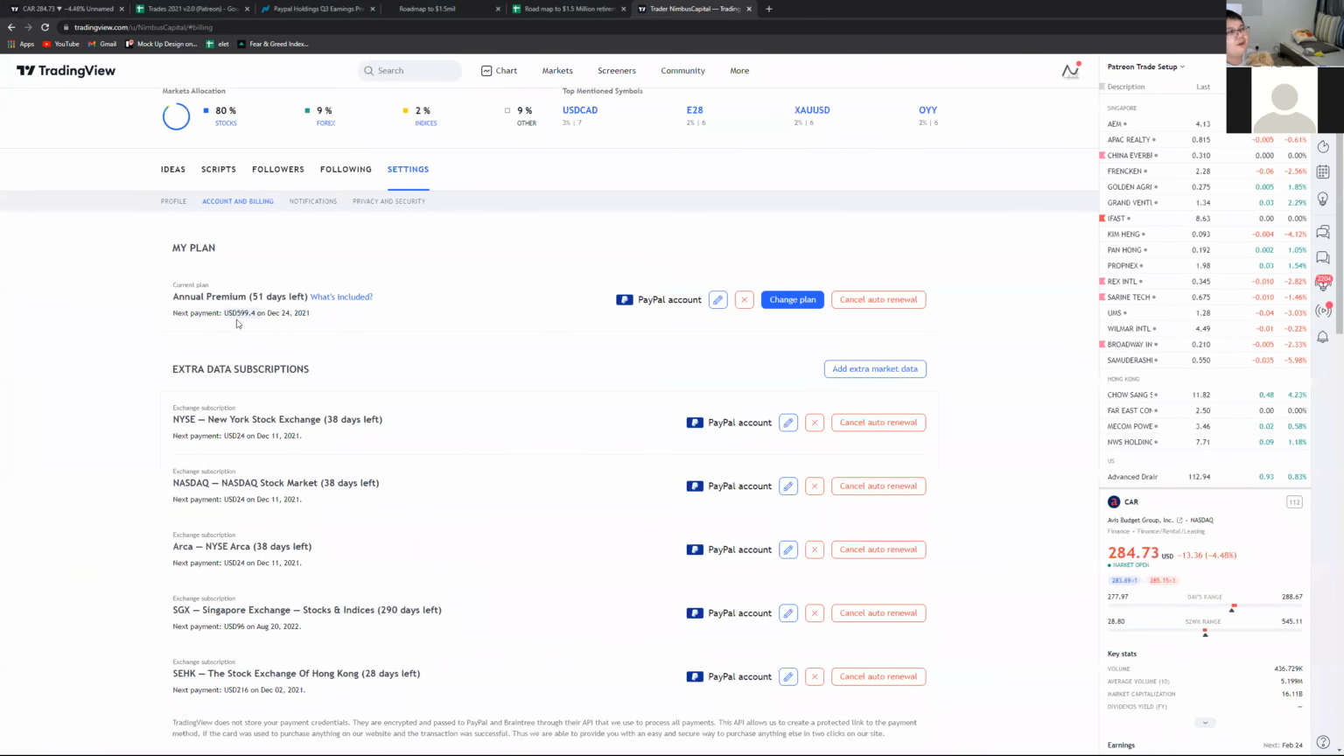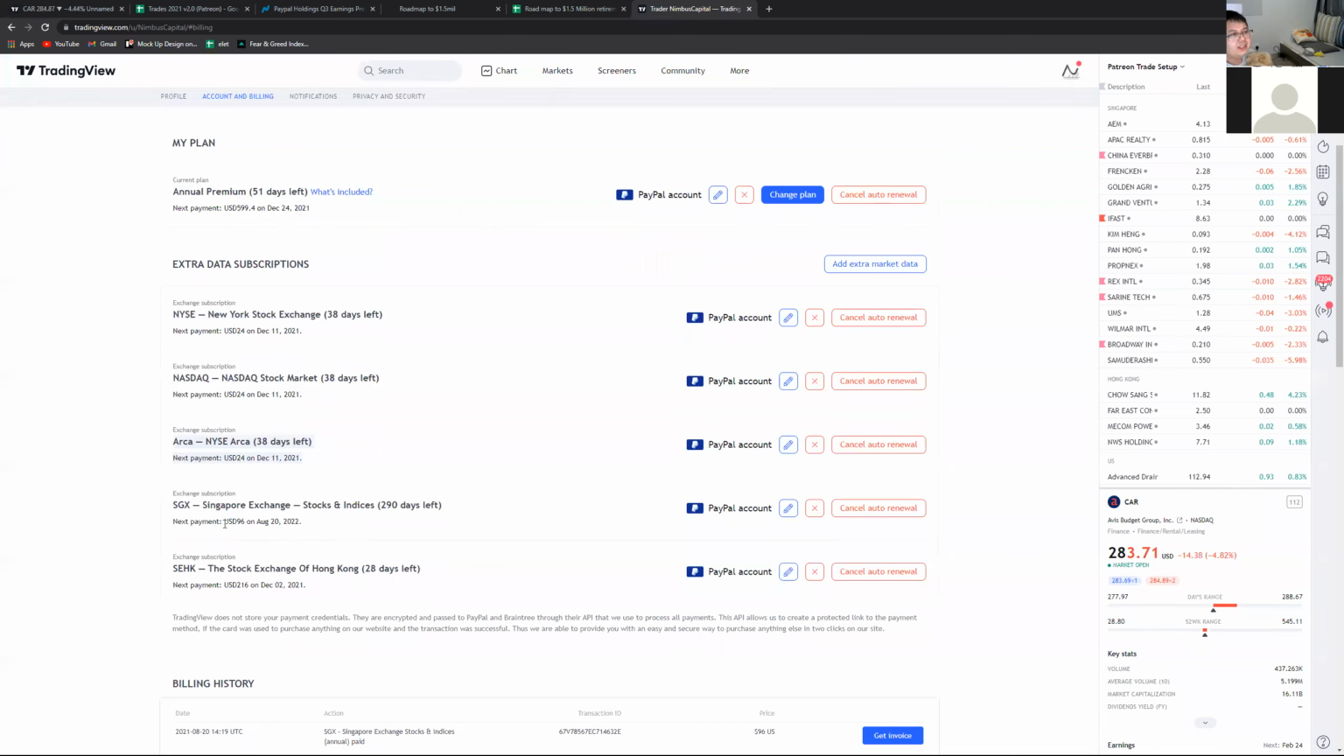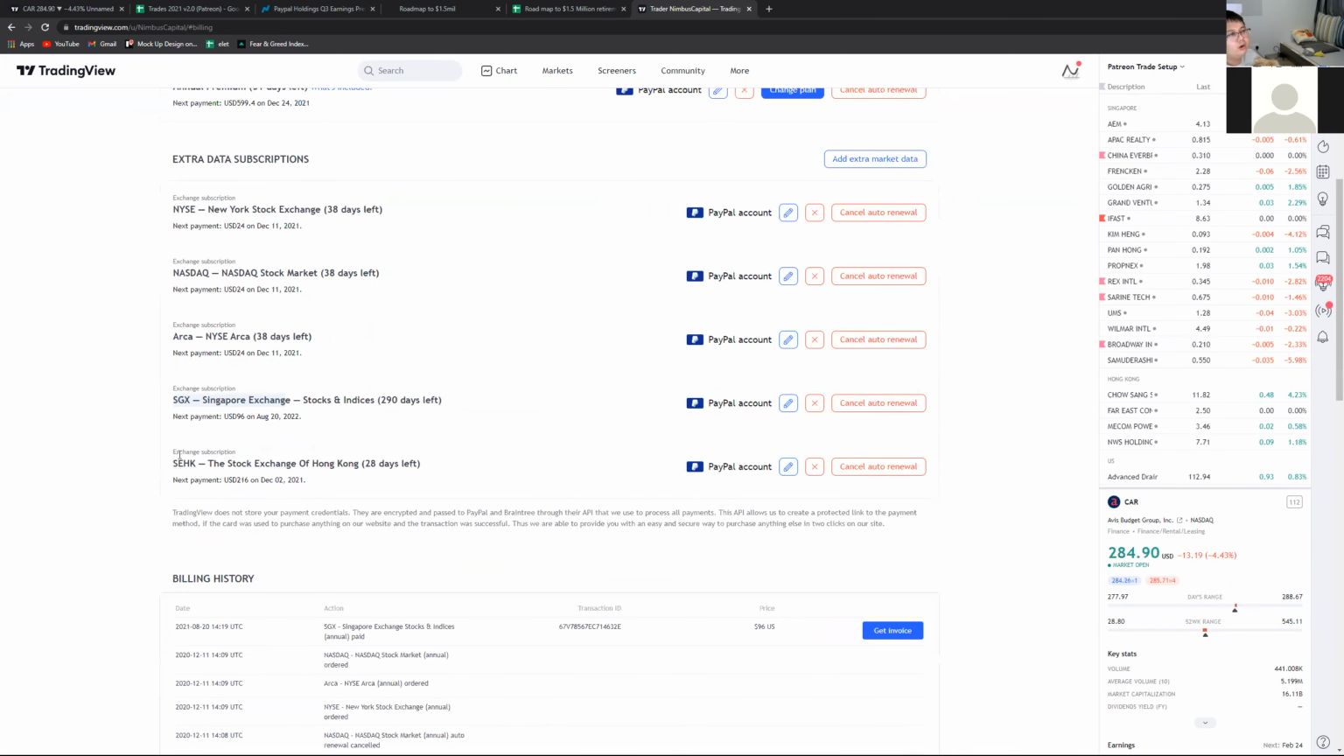But aside from that $600 every year, I'm also paying $24 every year to get live prices for New York Exchange, Nasdaq Exchange and NYSE ARCA, and also 96 USD every year for Singapore live data, meaning I can access the chart with the live price. I'm willing to pay that additional $96 because everything is just more convenient here. Same thing for Hong Kong Stock Exchange.